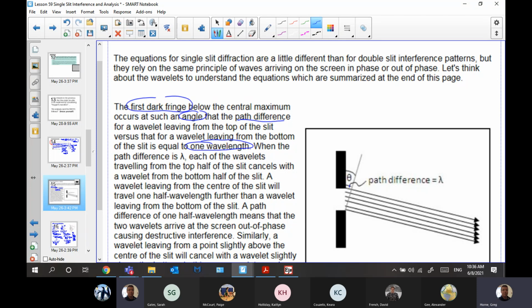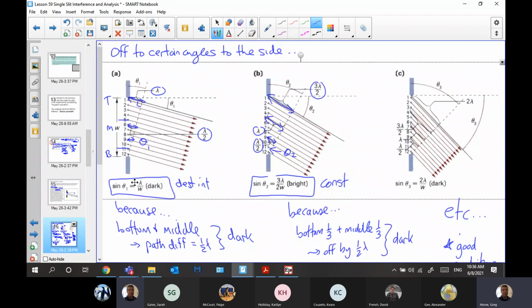Okay, so right there, one wavelength. I hope that's a bit surprising for you, that we're talking about destructive interference when we have a path difference of one wavelength. And so the rest of that paragraph talks about why. Let me jump to my analysis here to show you.